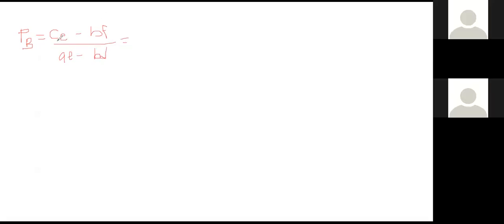All right, so let's find the price of beef. So we said that the price of beef is nothing but CE minus BF, all over AE minus BD. All we need to do is, we know what A is, we know what CE is, so we just go on and substitute.